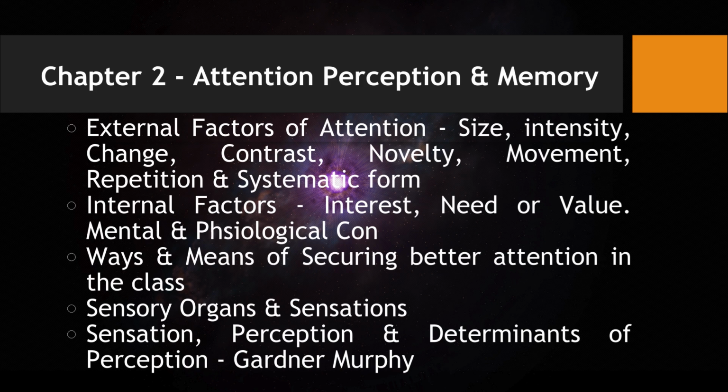Ways and means of securing better attention in the class. To secure the attention of pupils, the teacher has to first of all remove certain obstacles to attention: poor physical condition of the pupils, fatigue, sensory defects, etc. So the poor physical condition has to be removed. Fatigue and sensory defects interfere with attention. Unhygienic seating, uncomfortable furniture, and inadequate lighting also hinder attention.